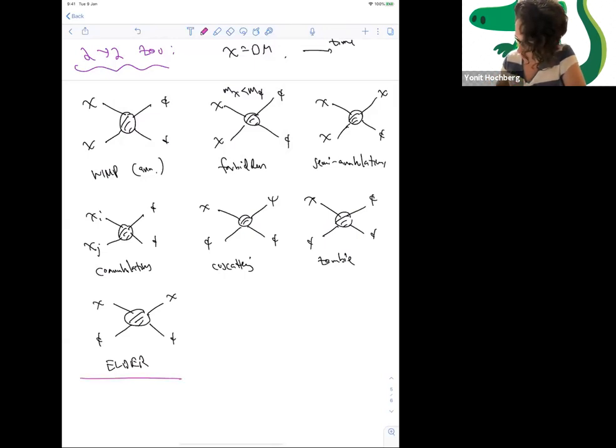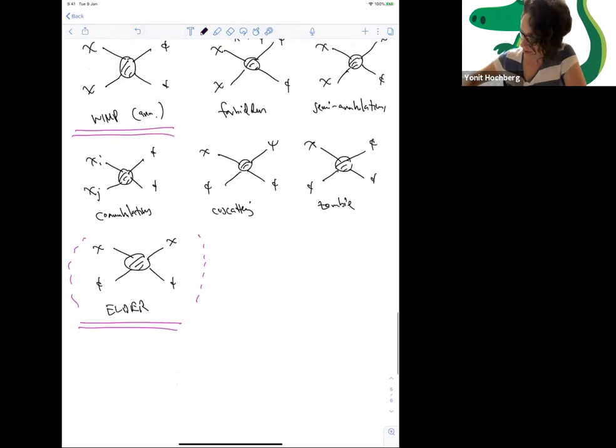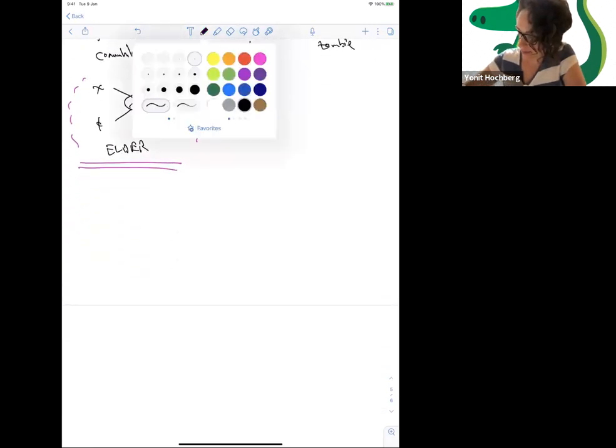We are going to be working through this elder. We'll understand this, but that's going to happen tomorrow. And the one that I want to focus on now is the very well studied WIMP, but I want to phrase it in a particular way that's going to be useful to us. Okay. So let's talk a little bit about the WIMP.